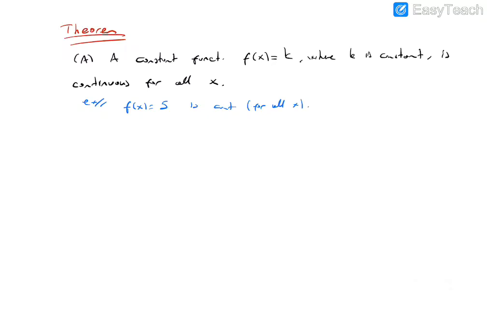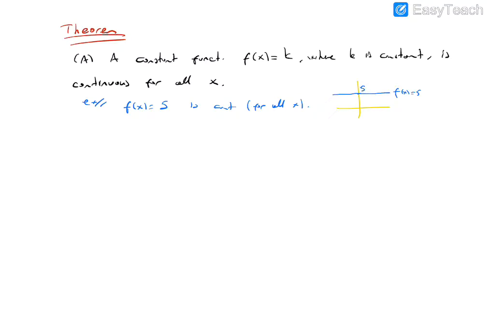What is the graph of this function? Most probably you know that. This is the graph of that function, f of x equals 5. The graph is like this one. So easily you can observe this is continuous.